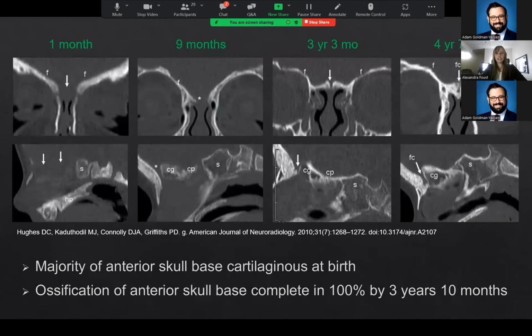All right, so briefly, just looking at the ossification of the skull base. This is from a nice paper by Hughes et al. in the AJNR, which looked at how long it takes for the pediatric skull base to ossify. And it's, again, something to keep in mind when you're looking for defects in the anterior skull base: when you have a CT in a young patient, there's cartilage there that you won't necessarily see well early on. In this study, 100% of patients had complete ossification of the anterior skull base by 3 years, 10 months. So that's a good hard stop point for when you should say, okay, I expect it to be ossified by this point.